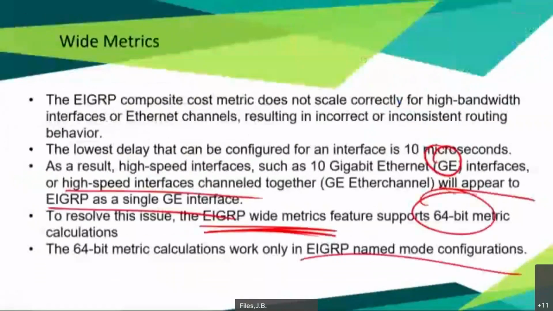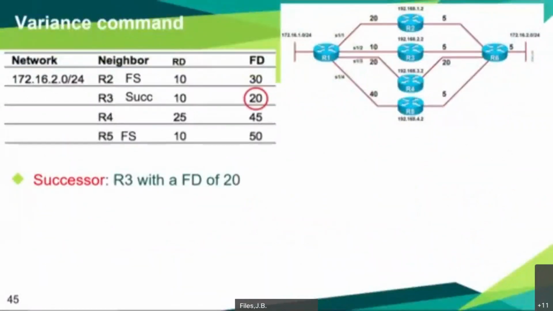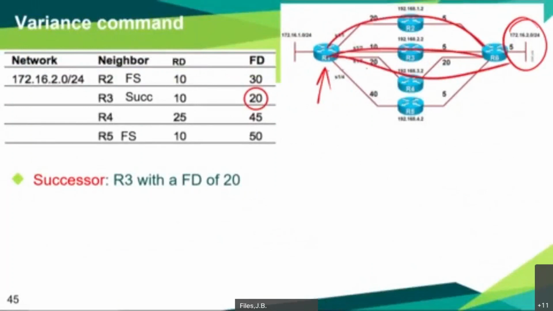The variance command. Here we have this network. We are looking at this from the perspective of R1 trying to get to that subnet. R1 has a bunch of different paths that it can choose from. It's got 4 of them.